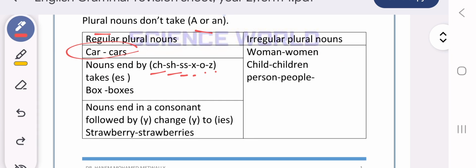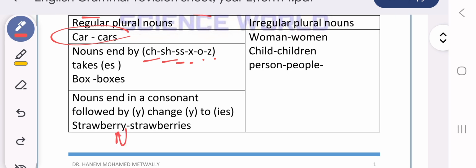The Y is scary all the time. So the Y will look at the letter before it. Uh-oh, it's letter R, it's a consonant. The consonant letter, it's not strong like vowels. So we will say goodbye Y, we are going to bring I. And we will put ES.